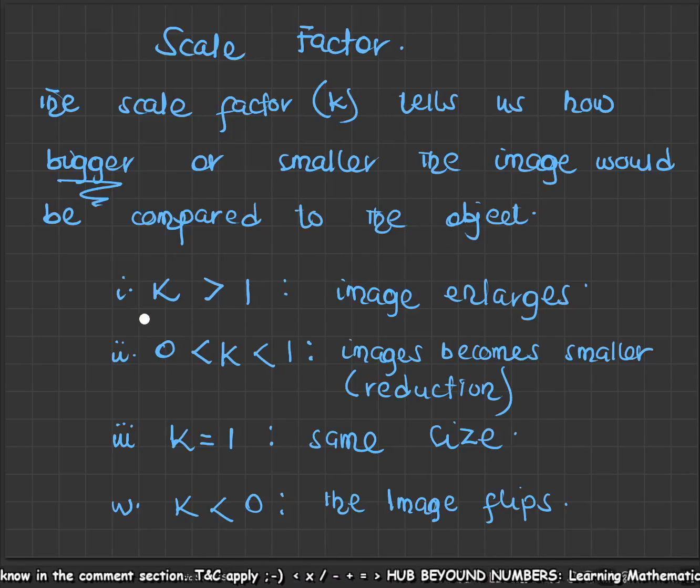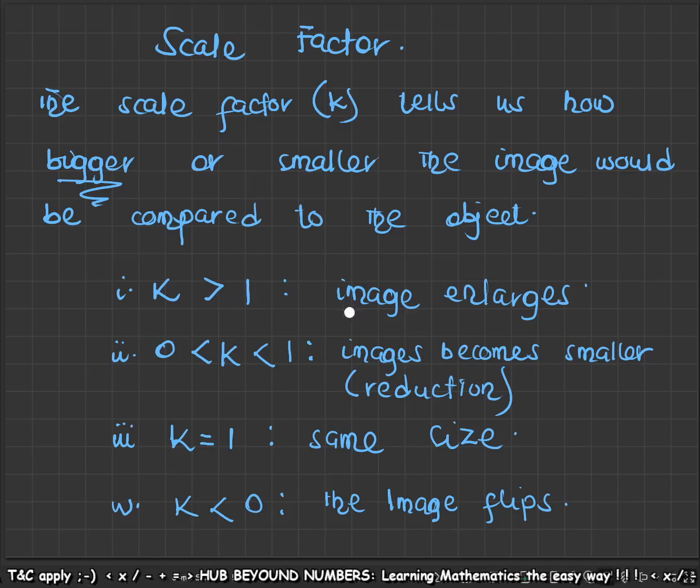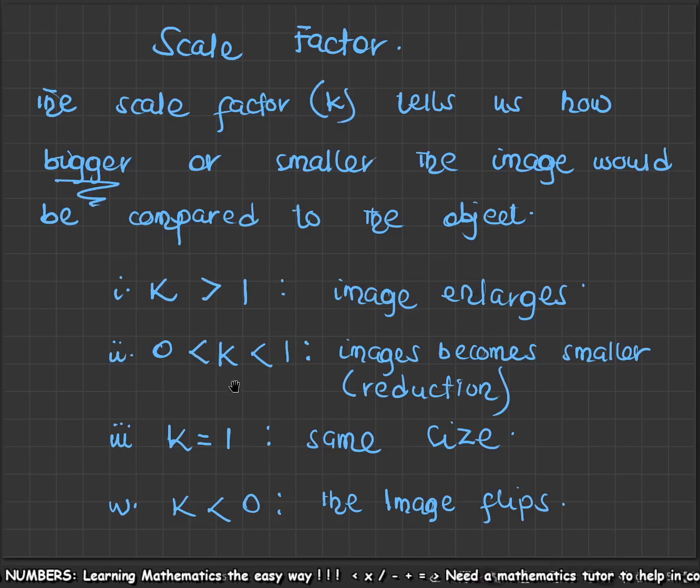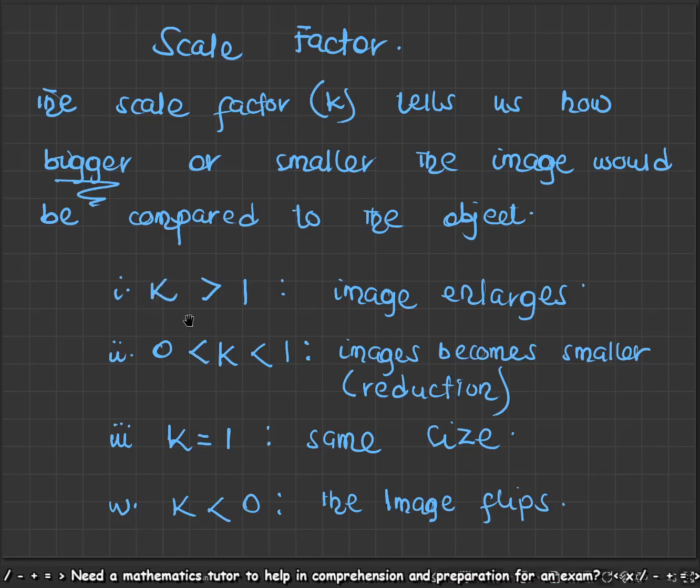Okay. So if the scale factor, which we are using the variable k to represent, is greater than 1, then we say the image enlarges. The image has undergone enlargement. I would make an illustration of all of this, but for now, let me explain. Then afterwards, we look at the illustrations. So as I've said earlier on, if k, which is your scale factor, is greater than 1, the image enlarges. Then if your scale factor is between 0 and 1, the image is going to shrink or reduce in size. And we call that reduction.